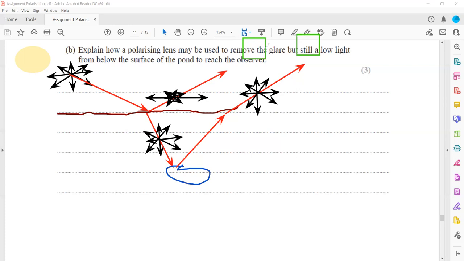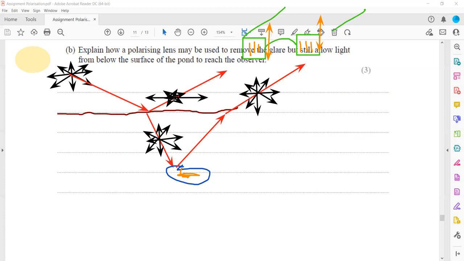So as a result, what will happen? It blocks the horizontal component. So it only allows the vertical component to pass through. But this is having horizontal, so it is completely blocked. Only vertical components are able to pass through. So the vertical components are coming from the objects which are underwater. So we are able to see the object clearly which is underwater.